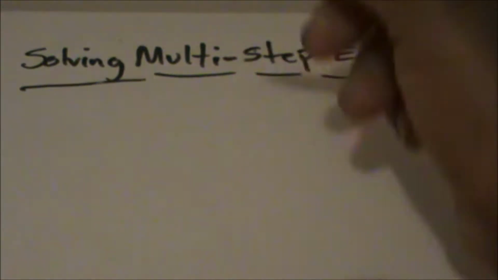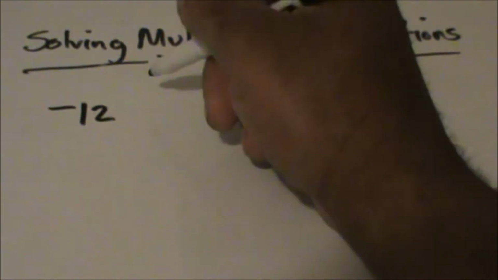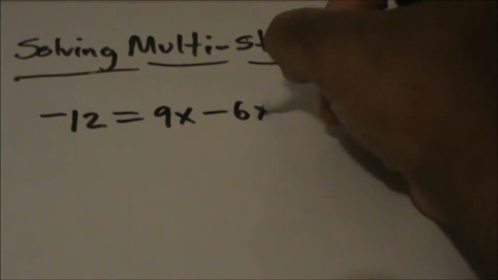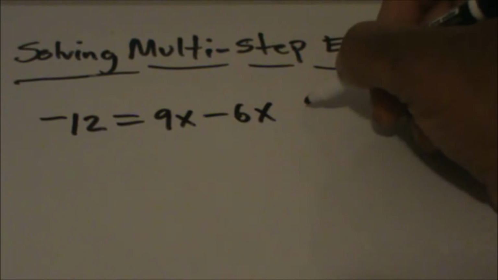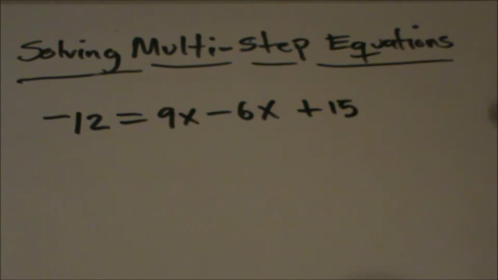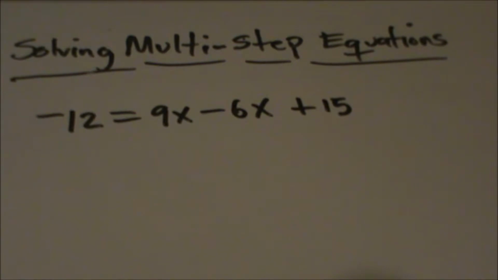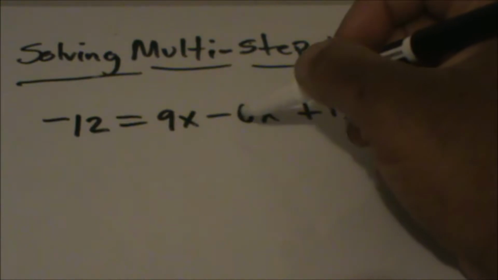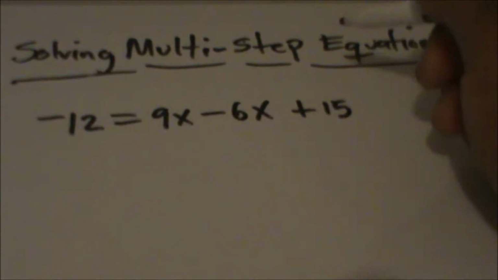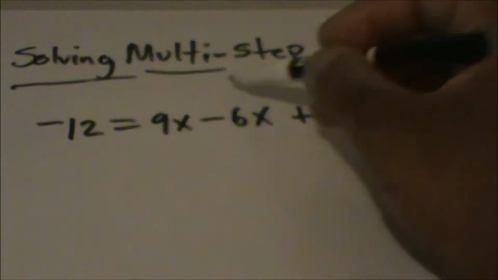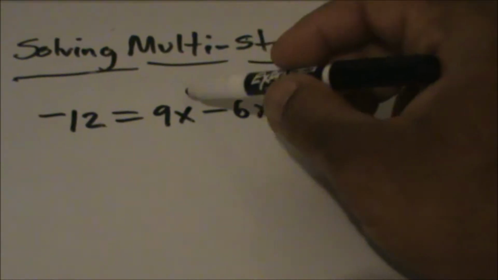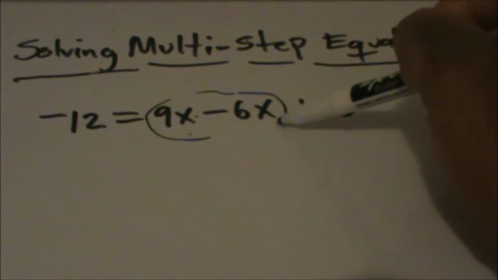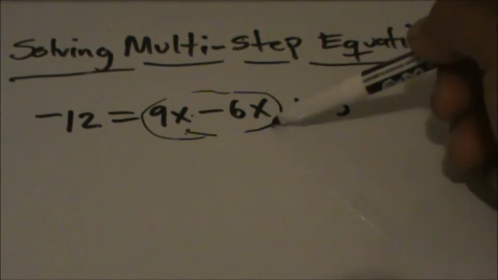The next problem, negative 12 equals 9x minus 6x plus 15. Alright, one of the major problems students usually exhibit is when they see x on the same side with another like term. Just conduct the proper operation. 9x minus 6x. So if you have that, it'll be 3x.